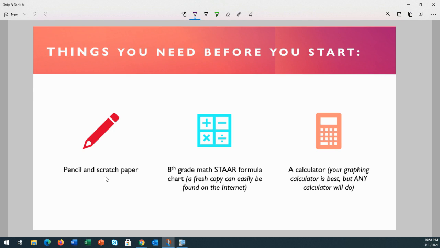Item number 1, pencil and scratch paper. It's a must for doing these calculations. Item number 2, your 8th grade math STAAR formula chart. If you do not have one handy, you can easily hop out to the internet, do a quick internet search, and get a fresh copy. Last but not least, and so critically important for this test, you've got to have a calculator. Your graphing calculator is going to be your best option, and I'll show you why in just a minute, but any calculator will do.